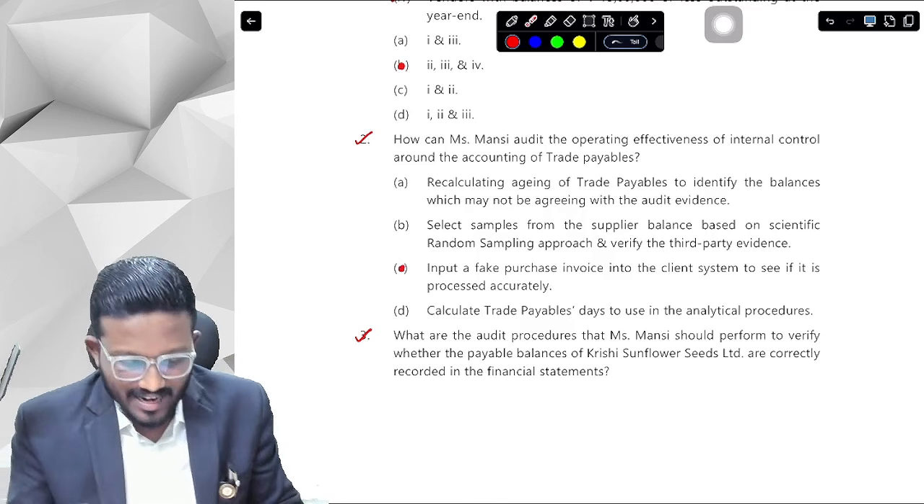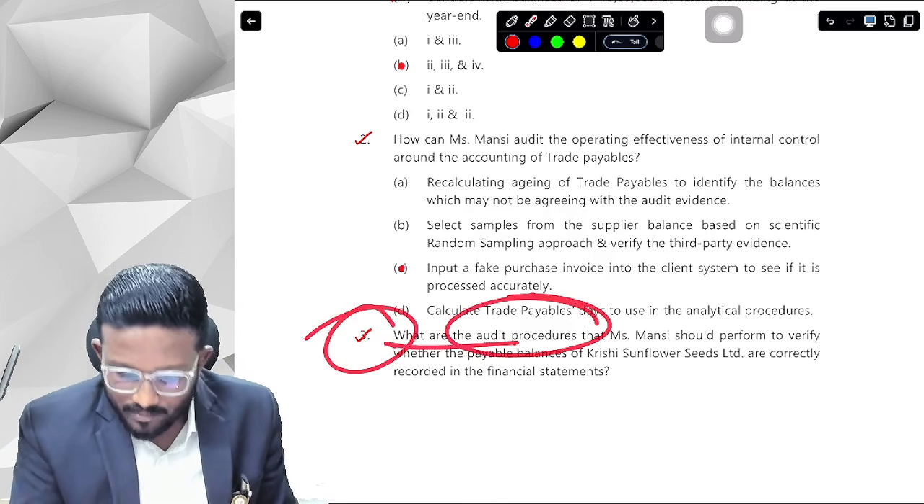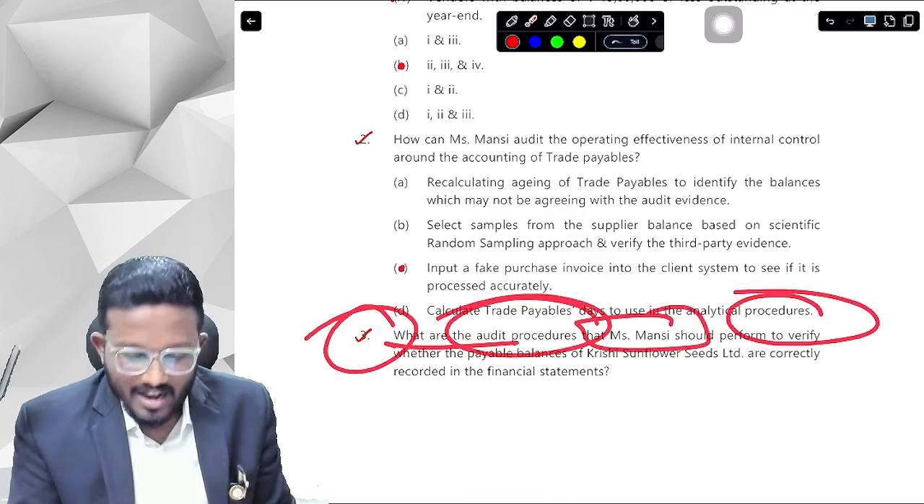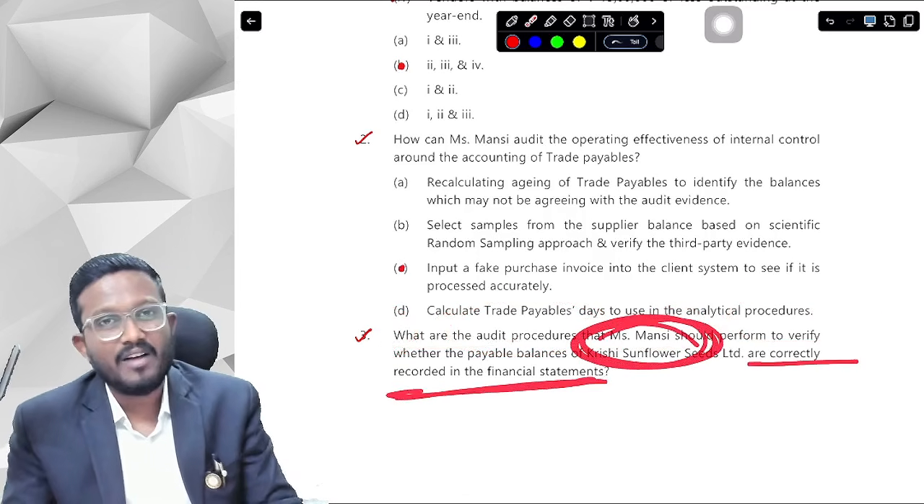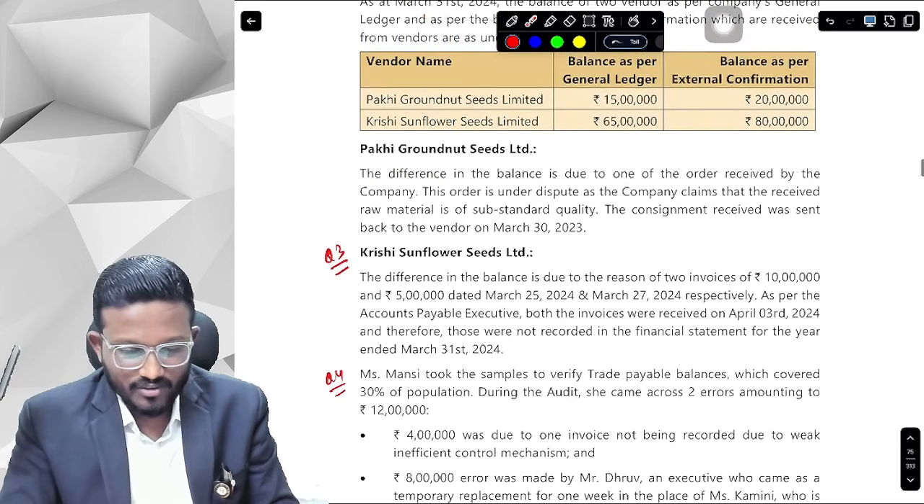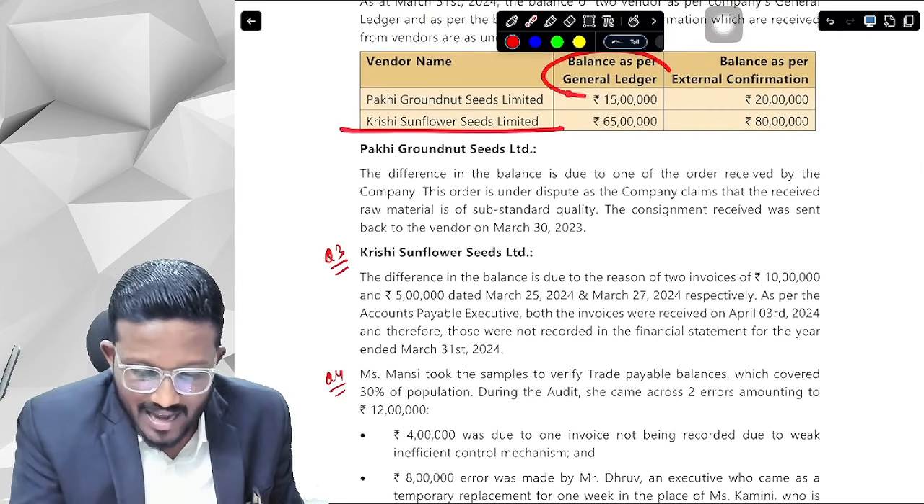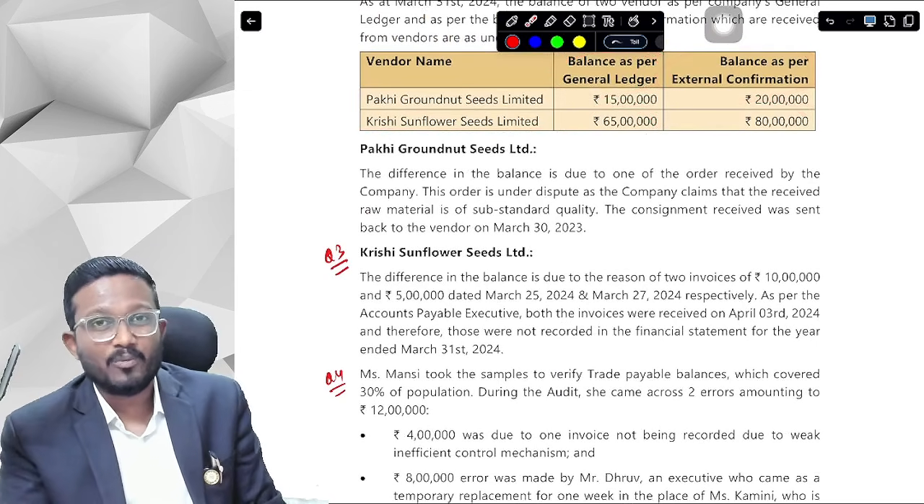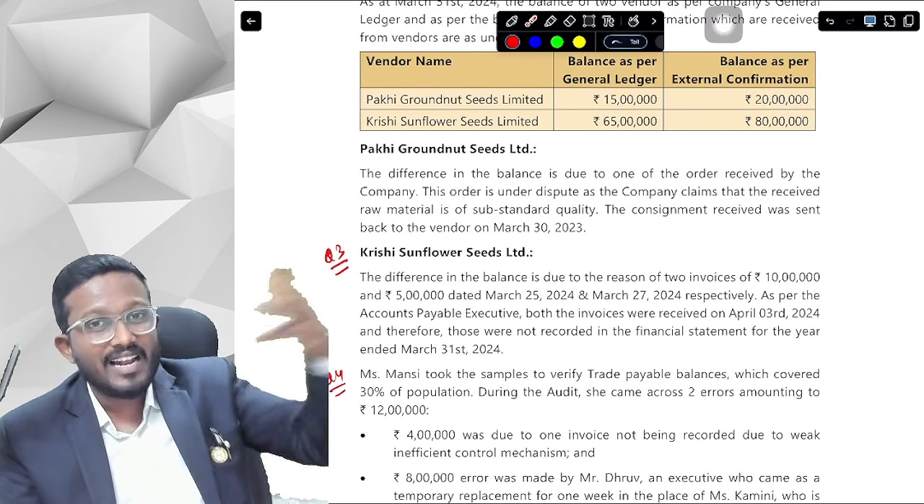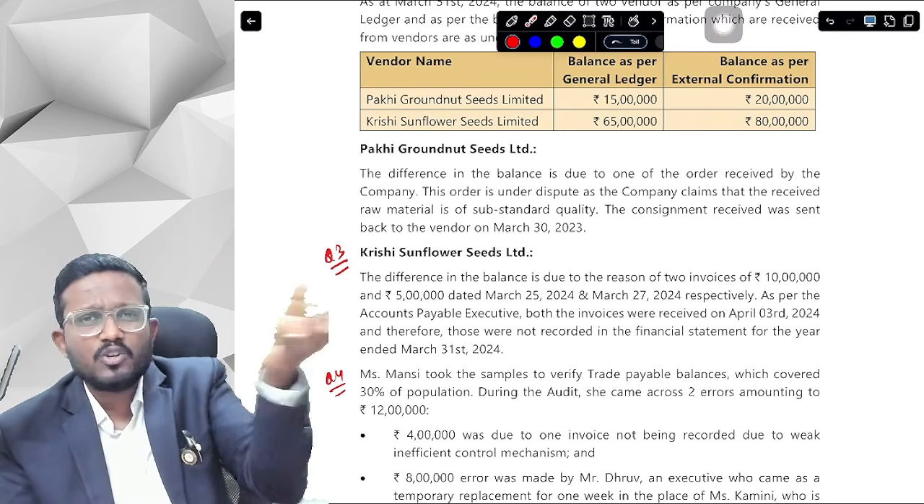Okay, yes sir. Next is third, sir. It is saying what audit procedures we should perform to verify whether the payable balances of Krishi sunflower seeds are correctly recorded in the financial statements. Now what has happened with Krishi sunflower seeds? Here you can see the balance as per general ledger is 65 lakh rupees, but the balance as per external confirmation is 80 lakh rupees. So Krishi is saying that we need to pay 80 lakh rupees, while management is saying that we just need to pay 65 lakh rupees.